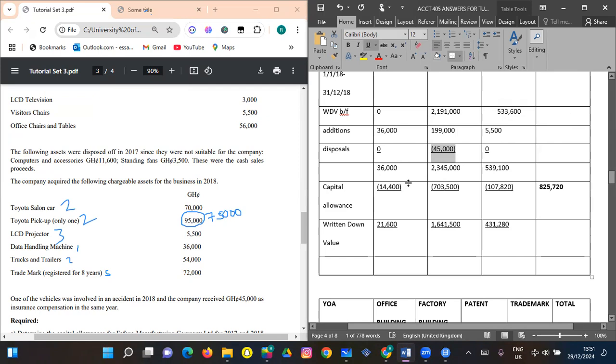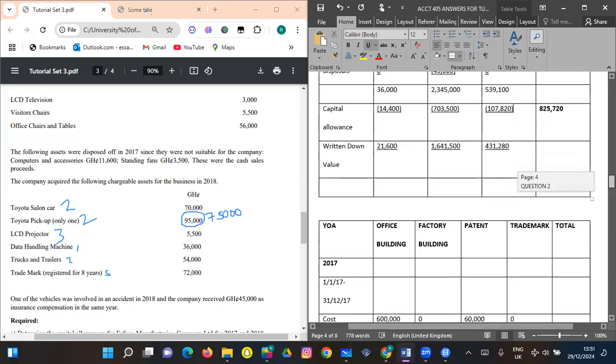40% on this is going to give us this. Then 40% on this is going to give us this. 30% on this is going to give us this. Then 20% on this is going to give us this, right? Then these are going to be our written down values after subtracting. This has been taken out, this has been taken out, and this is it. Capital allowance questions are so easy. You just have to know where the asset falls into, and then you are done.